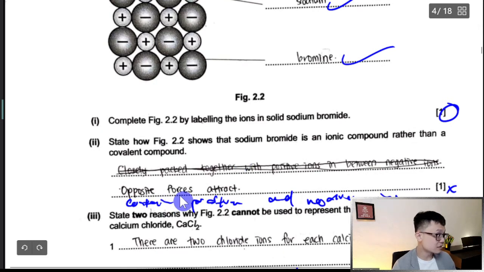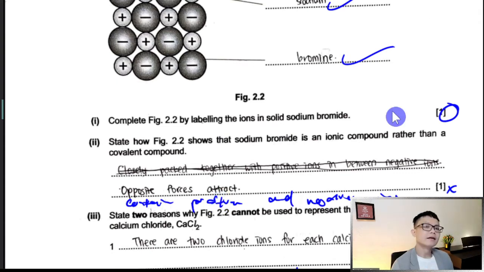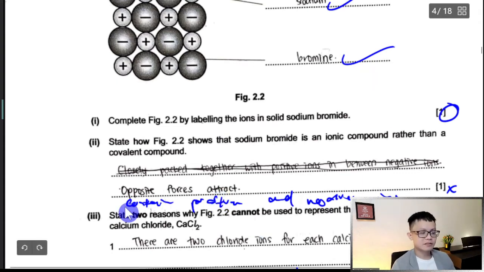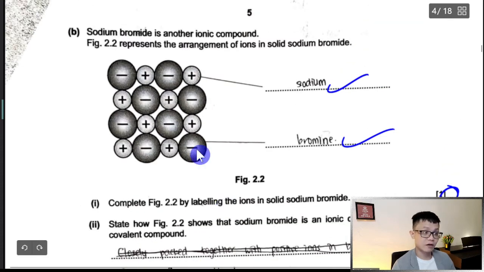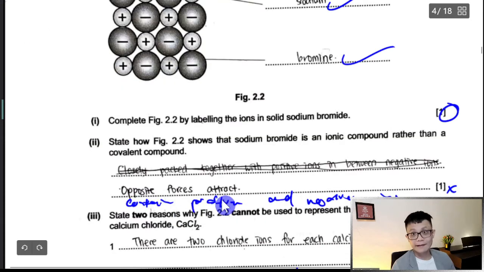Opposite forces attract. Okay, never mind, I just put wrong, because I think maybe if you write opposite charges attract, I think it makes more sense, because forces is more like, charge is different. Charge is more about ions, or opposite charges of ions attract. Then I think it shows more meaning. Opposite forces attract, it could be correct, it depends on the examiner. Sometimes I don't know, maybe the student answered like that.